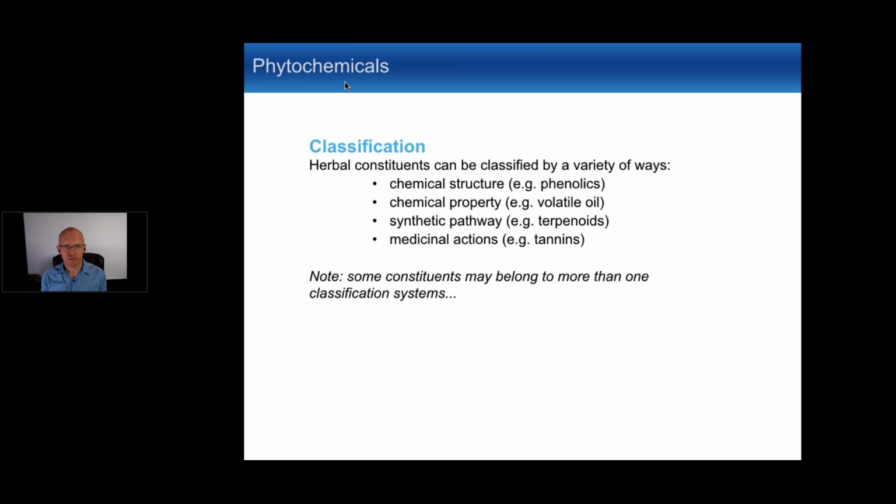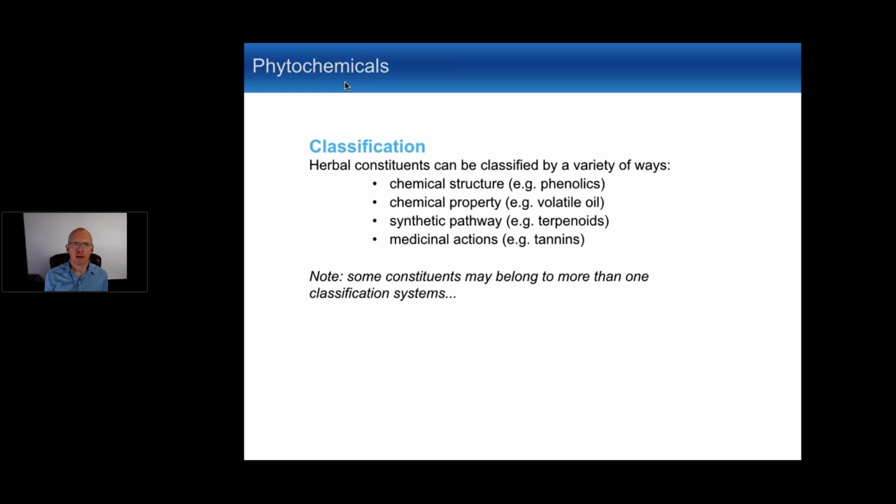When it comes to classifying phytochemicals, there are several ways that we can do that. First of all, you can classify them based on their chemical structure. So you may have heard of phenolic or polyphenol compounds. What these compounds all have in common is that they contain a phenolic group. Phenolic groups are generally associated with anti-inflammatory and antioxidant effects. So you can classify based on the structure of it.